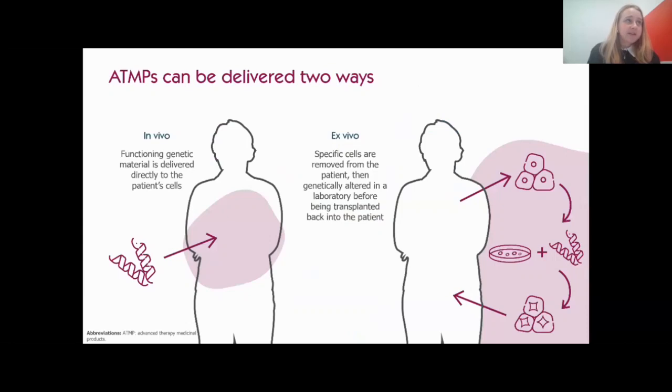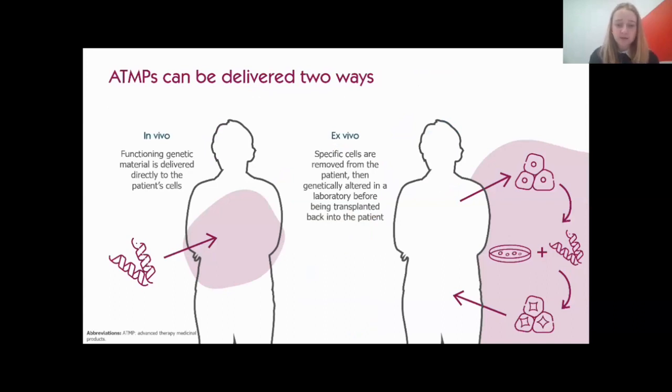Great, so advanced therapies can be delivered in two ways, in vivo and ex vivo. In vivo therapy involves delivering genetic material directly, either through an IV or to a specific organ. For example, if it's a treatment for the eye, it can be delivered directly to the eye, or for the heart, directly to the heart, rather than being put into circulation in the blood.